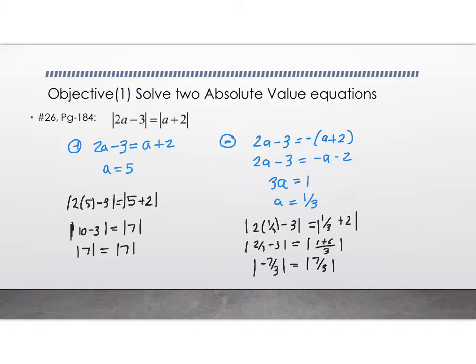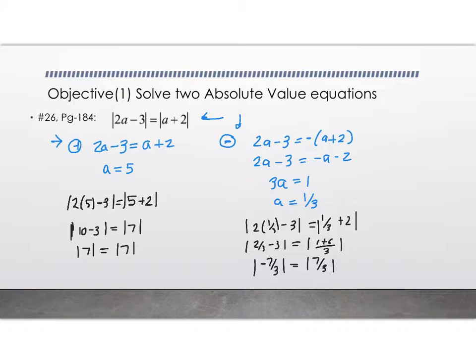The second objective is to solve absolute value equations with two absolute values. This is problem number 26 on page 184. We start out with the absolute value of 2a minus 3 is equal to the absolute value of a plus 2. So again, we look at the left-hand side absolute value, and we break it up into two pieces. One is the plus portion, and the other is the minus portion.